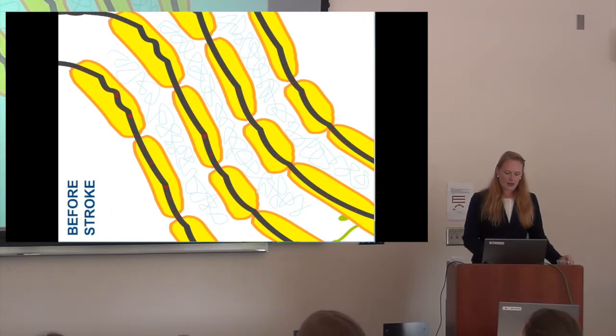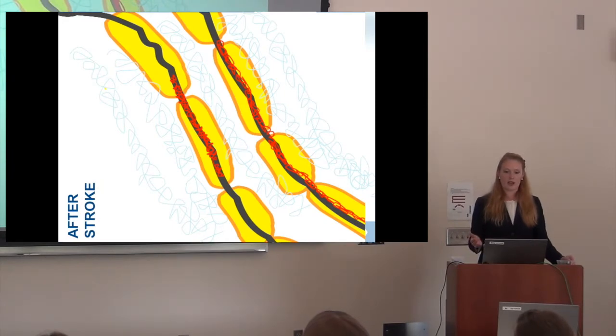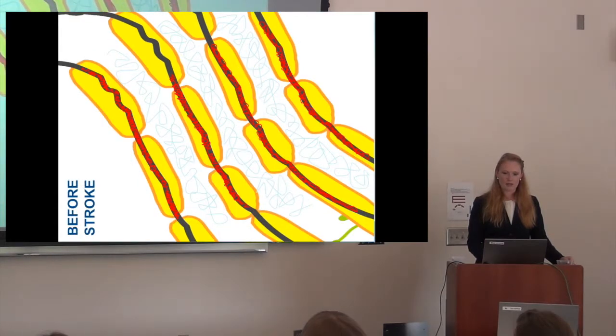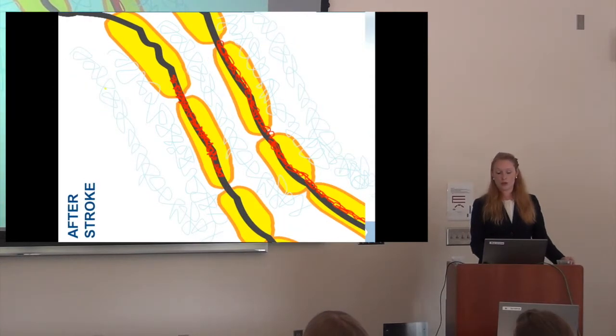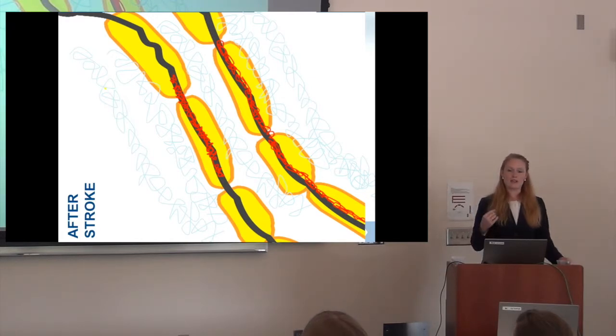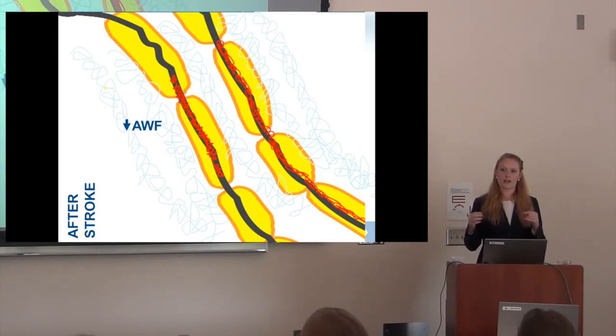And this is what it might look like in stroke. Before stroke, we have water inside the axons and water outside the axons, but maybe if there's ischemia somewhere, some axons die. So here we have 2 axons fewer than before. You can clearly tell that here we had 4 red lines, and here we have only 2 red lines, so there is less water inside of the axons than there was before. Something we've been measuring is the axonal water fraction, which basically tells you the ratio of the amount of water that's inside versus the total amount of water in your voxel.